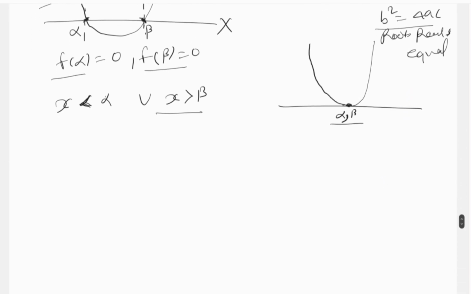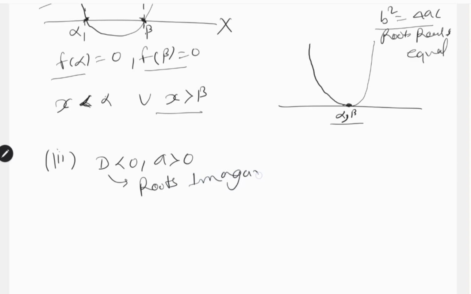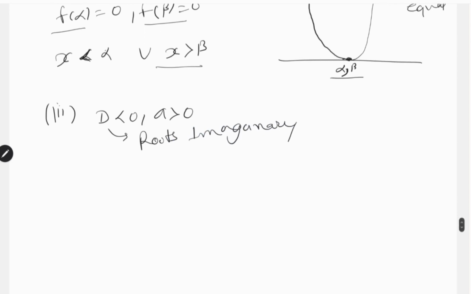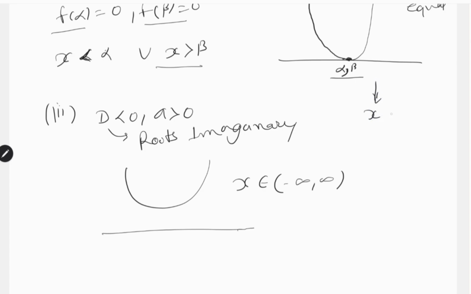Then the next condition: if D is less than 0 and A is greater than 0, then the roots are imaginary. Imaginary means it cannot cut the real x-axis. Then x belongs to negative infinity to positive infinity, and there are x belongs to negative infinity to positive infinity, excluding alpha, because that is the cut point.